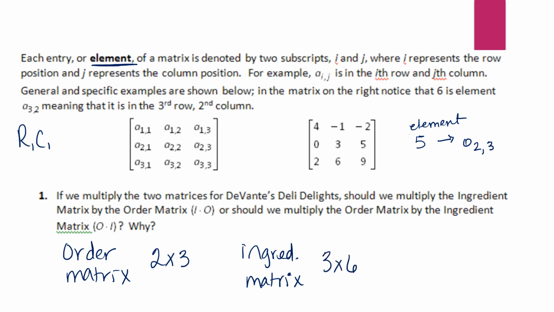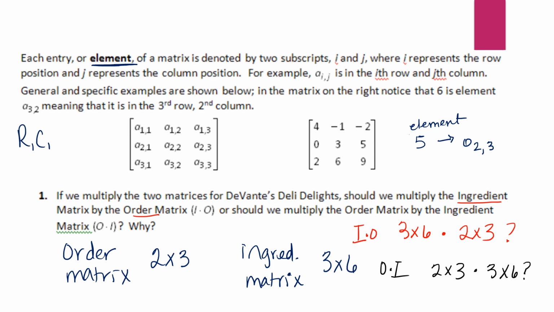So our question that is asked is, should we multiply the ingredient matrix by the order? So should I do a 3 by 6 multiplied by a 2 by 3? That's the ingredient multiplied by order, question mark. Or should we do the order matrix multiplied by the ingredient matrix? And in that case, our order matrix is the 2 by 3 and the ingredient is the 3 by 6. Okay, and then it says why, how come?